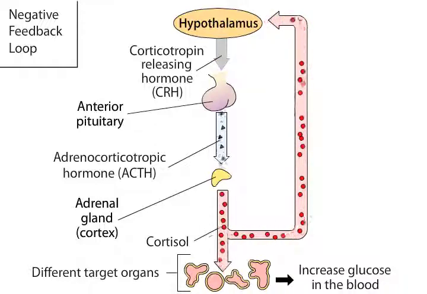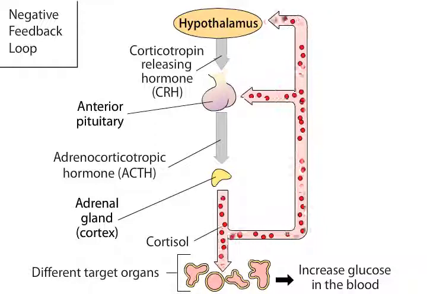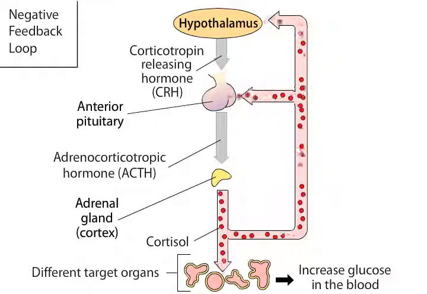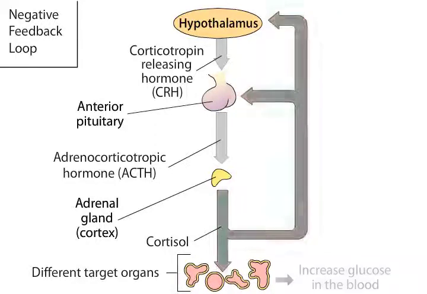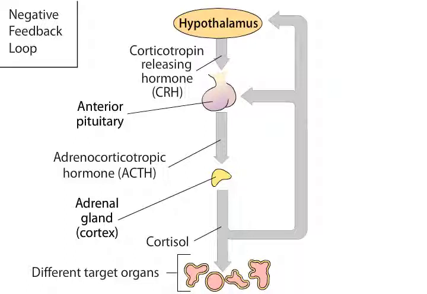Without CRH, the anterior pituitary does not release ACTH. In addition to this effect, the cortisol also acts directly on the anterior pituitary to inhibit ACTH release. Without ACTH, the adrenal cortex stops releasing cortisol. This interaction is an example of a negative feedback loop.